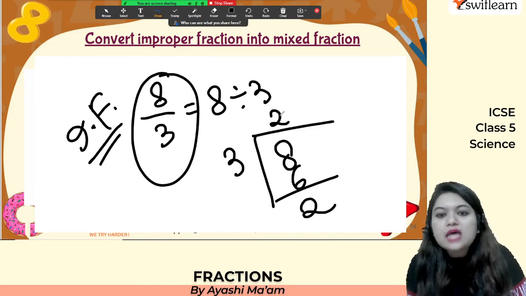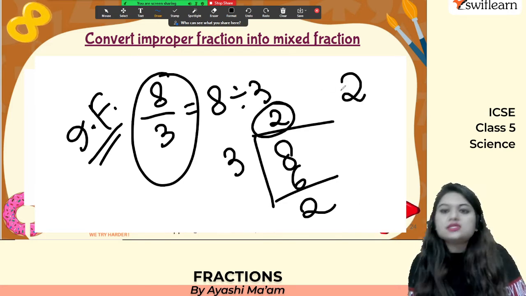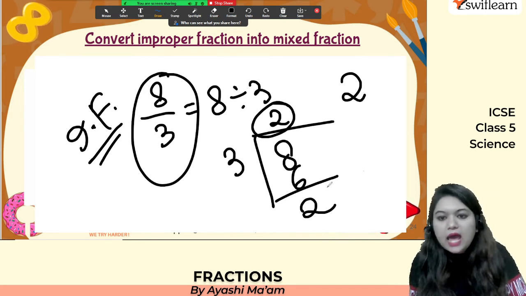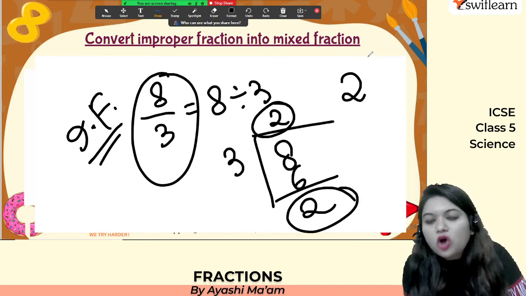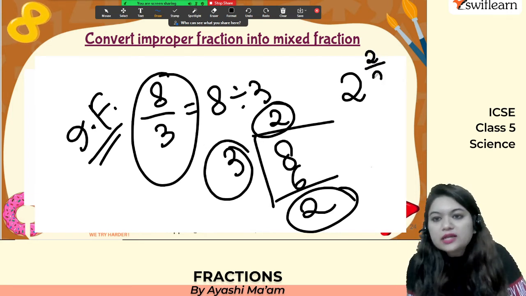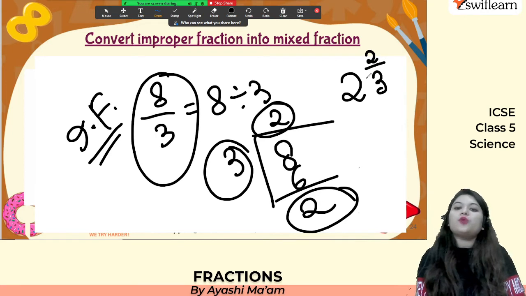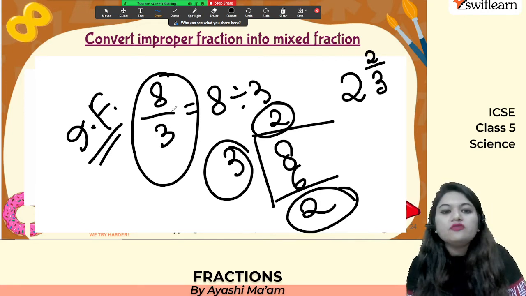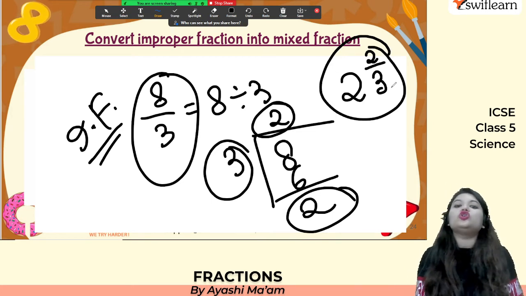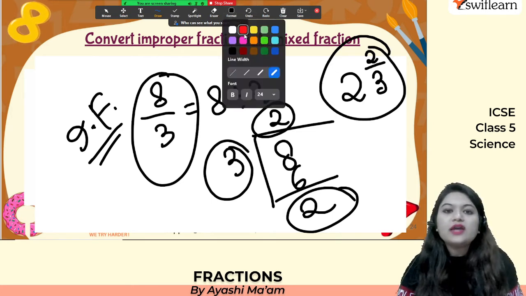What you will do is, take the quotient and write it as the whole number in the mixed fraction. So the quotient becomes the whole number part. Take the remainder, that is going to form the numerator of the proper fraction, and take the divisor, that is going to form the denominator of the proper fraction. So we have converted the improper fraction 8 by 3 into the mixed fraction 2 whole 2 by 3. All right, very, very simple.